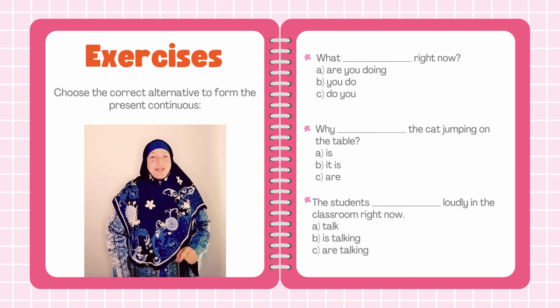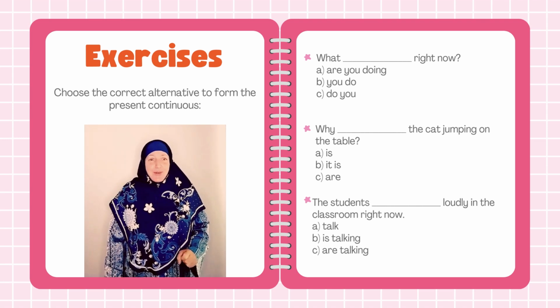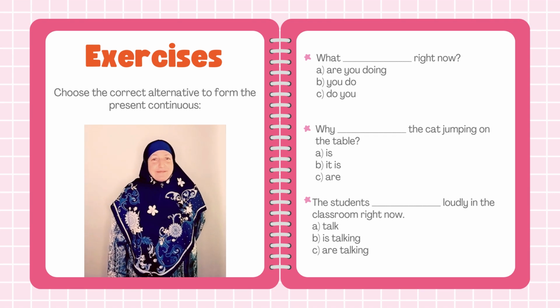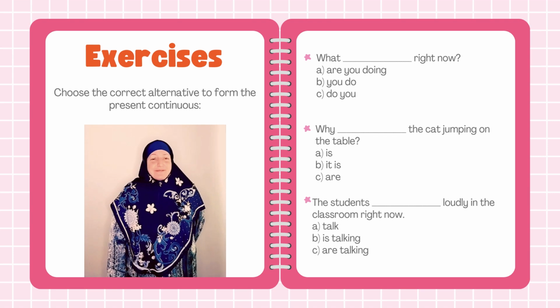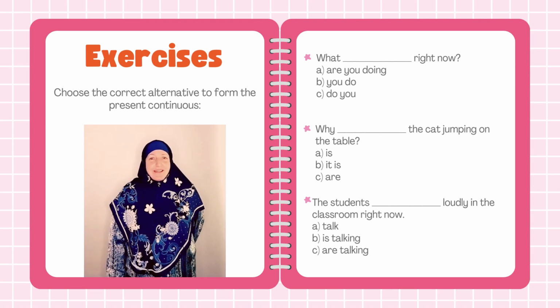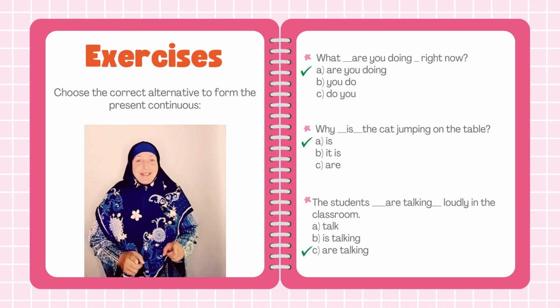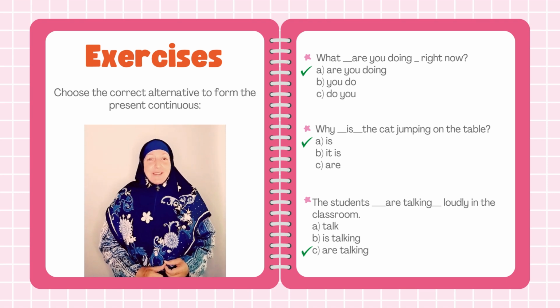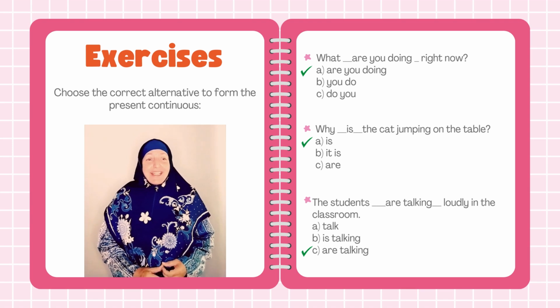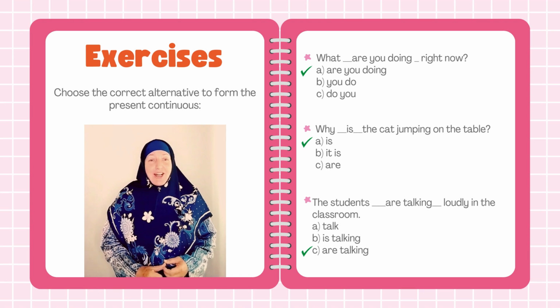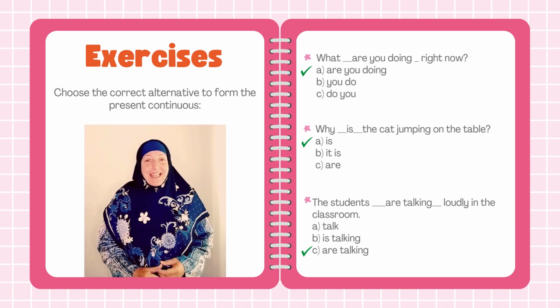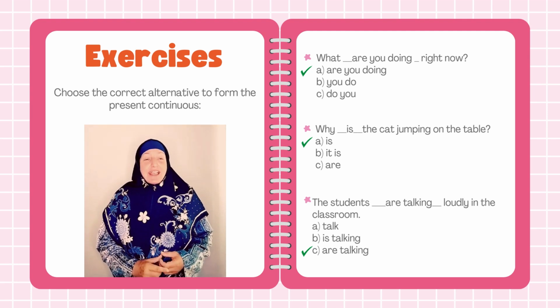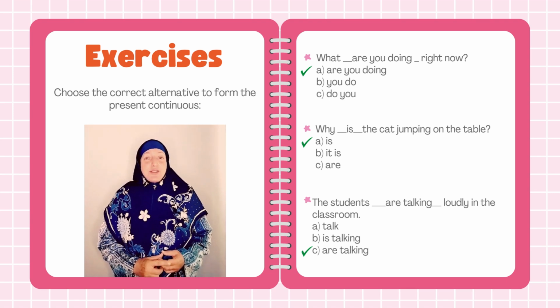Now it's your turn. Choose the correct alternative to form the present continuous. Did you use the present continuous with ing? What are you doing right now? The first one is A. The second one is A. Why is the cat jumping on the table? The third one is C. The students, with an S, are talking loudly in the classroom. We use are because students is plural.